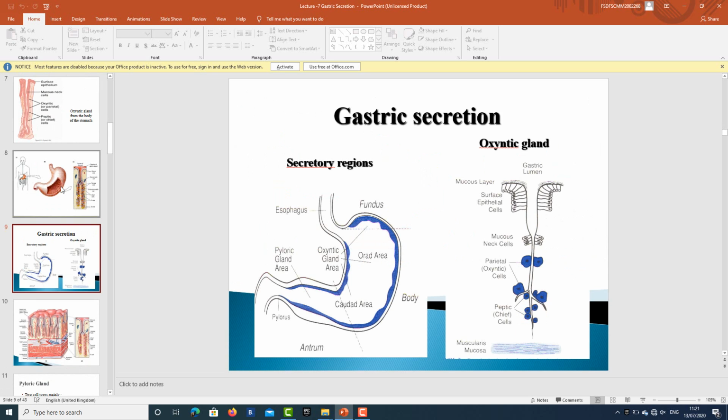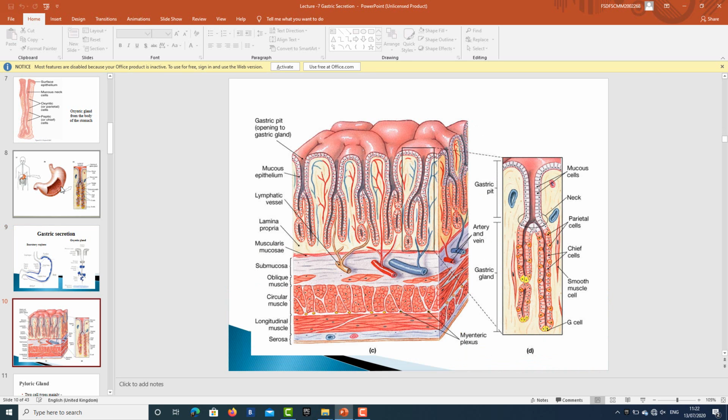See, the secretory regions: there is the fundus, then the oxyntic gland area, and then the last area of the stomach, the antral area, which is given the name pylorus. And see, the oxyntic gland has the gastric lumen, mucus layer, surface epithelial cells, then the presence of parietal cells, and in the depth the presence of the chief cells or peptic cells. Again, look at the picture.